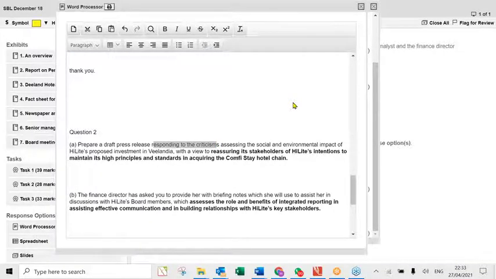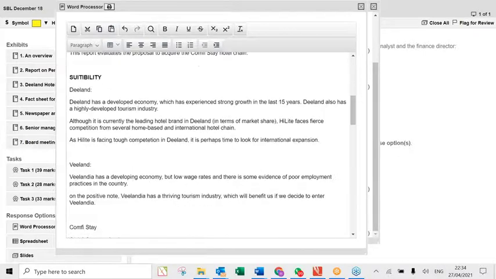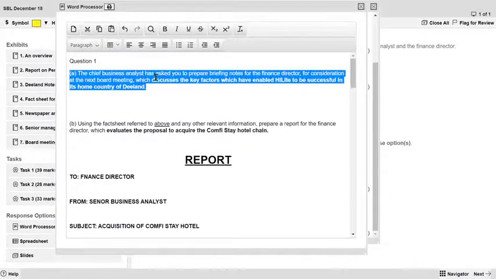Where do we write cultural differences? Acceptability. I think you missed the start. 1A, yeah, 1A. Let's read 1A. The chief business analyst has asked you to prepare briefing notes for the finance director for consideration at the next board meeting, which discusses the key factors which have enabled Highlight to be successful in its home country of D-Land.